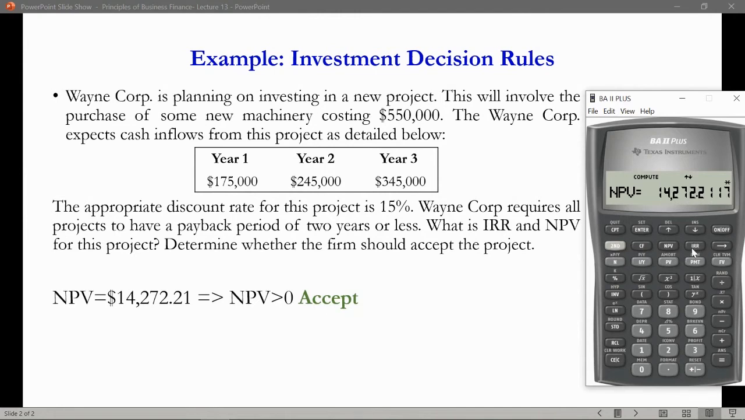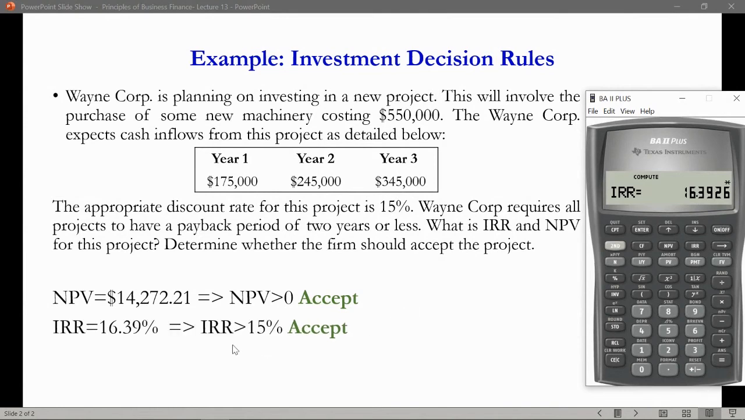Now let's calculate the IRR for this project. Since I have the cash flows and it's already saved in my calculator, I only need to press IRR, and once I press IRR, I need to press compute button. So doing that will give me 16.39. So the IRR for this project is 16.39%.